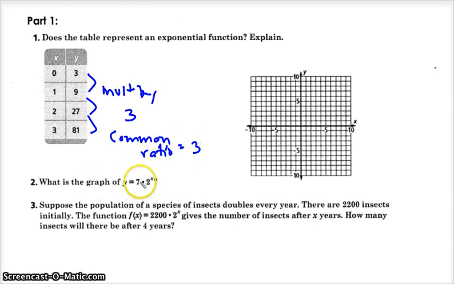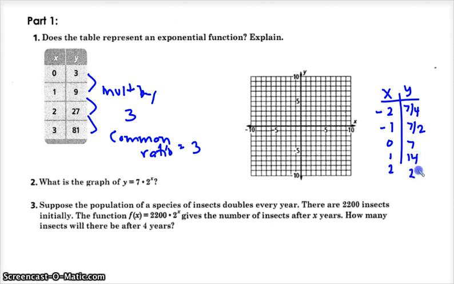What is the graph of 7 times 2 to the x? I made a table for this, x and y, and used my 5 values. If I plug in -2, I get 7/4. If I plug in -1, I get 7/2. If I plug in 0, I get 7. Plug in 1, I get 14, and 2 is 28. So if I look at the graph here, it should have that exponential shape, and I'm not being very nice in plotting all those points, but your graph should have that general exponential shape where it's starting off close to the x-axis and then increasing rapidly.